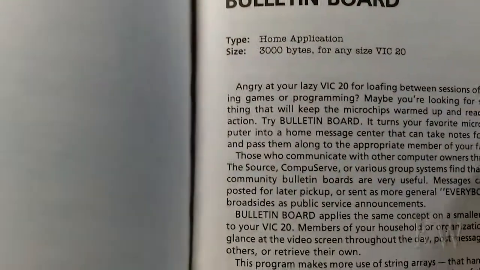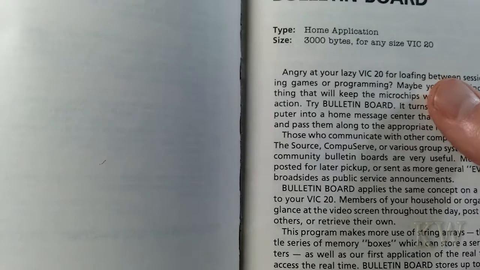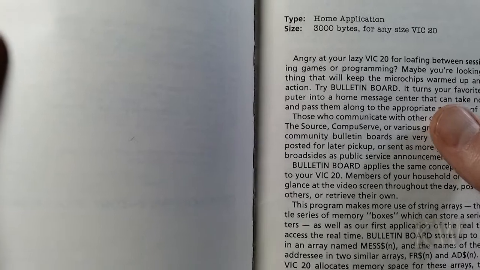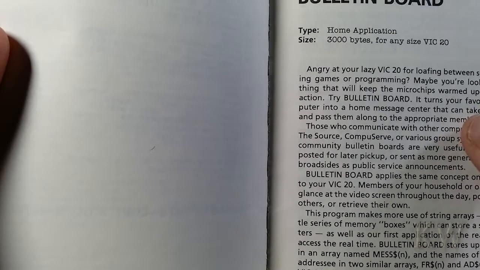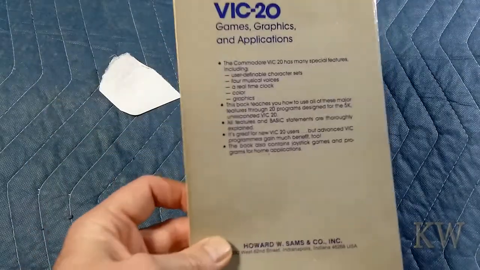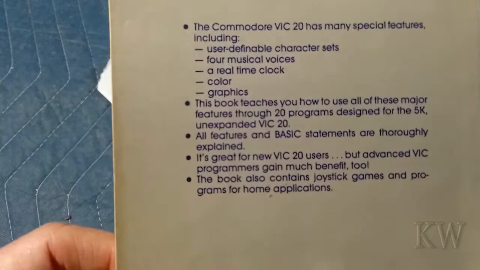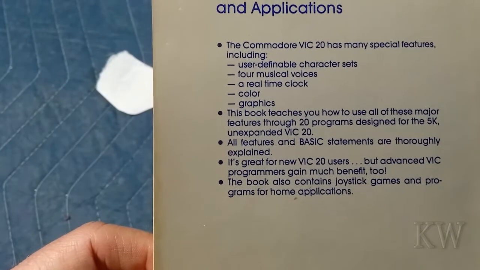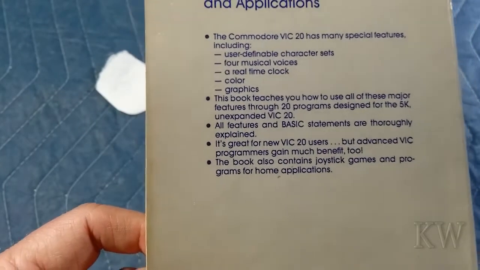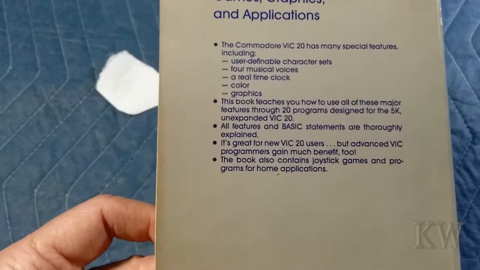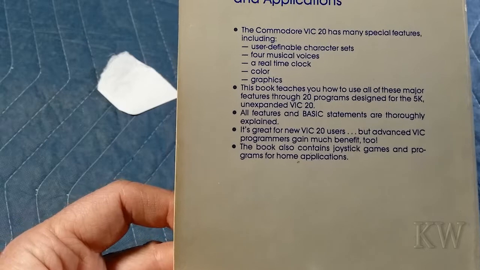Bulletin board. It says, angry at your lazy Vic-20 for loafing between sessions of playing games or programming? Maybe you're looking for something that'll keep the microchips warmed up and ready for action. Try the bulletin board. You can see this was written in a whimsical fashion to be entertaining. It's for the Commodore Vic-20: 4 musical voices, a real-time clock, color graphics. This book teaches you how to use all of these major features through 20 programs designed for the 5K unexpanded Vic-20. So that's what this was for.